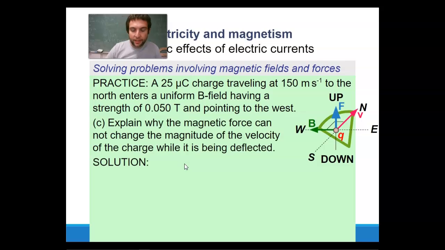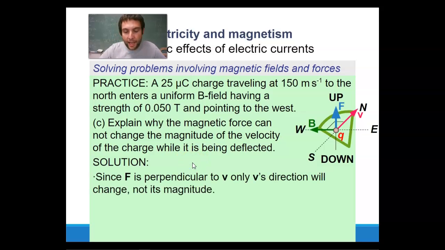All right, explain why the magnetic force cannot change the magnitude of velocity of the charge while it's being deflected. F is perpendicular to V. Only velocity's direction will change, not its magnitude.